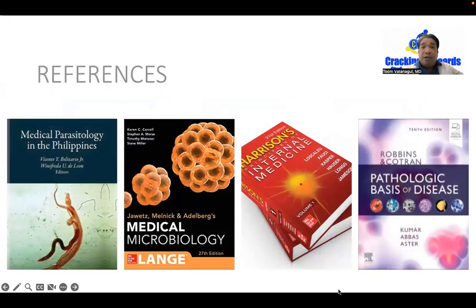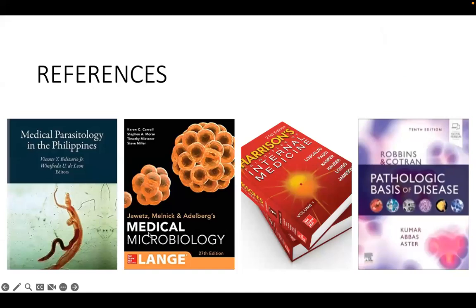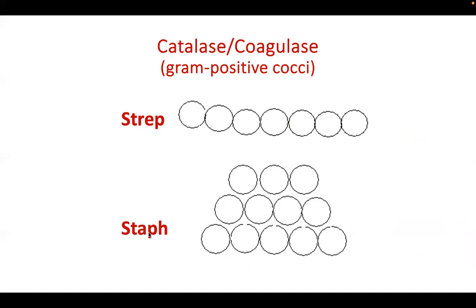Now, these are the following references which I'll be using for this review. I'll be fusing actually 4 textbooks that will cover 3 subjects: micro, internal medicine, and pathology. Now, let's begin with the concept of the catalase, coagulase, gram-positive cocci.